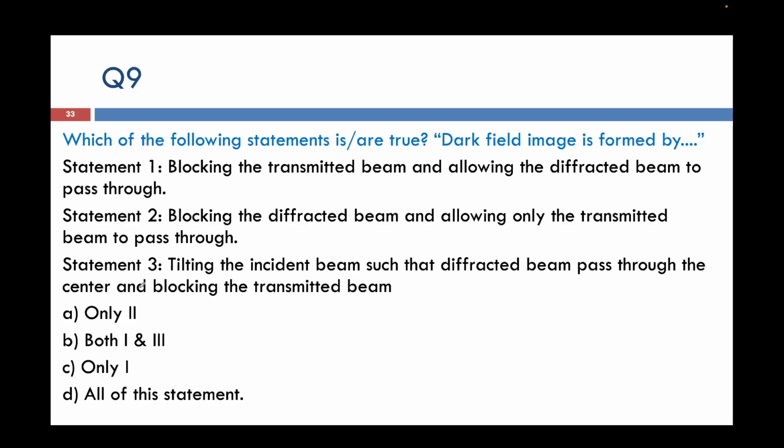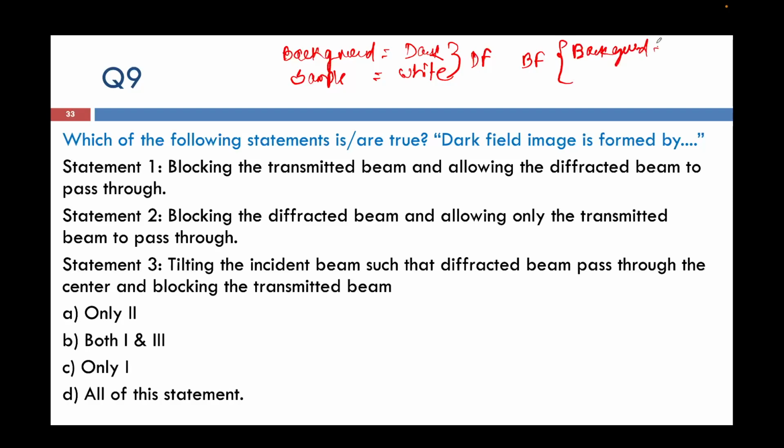Dark field means the background will be dark and the sample on top of the background will be white. So this is what dark field is. Bright field means the background will be bright and the sample will be dark.